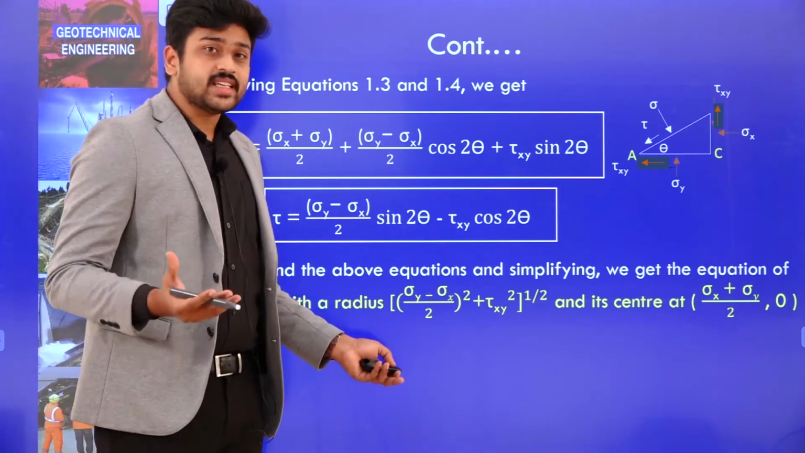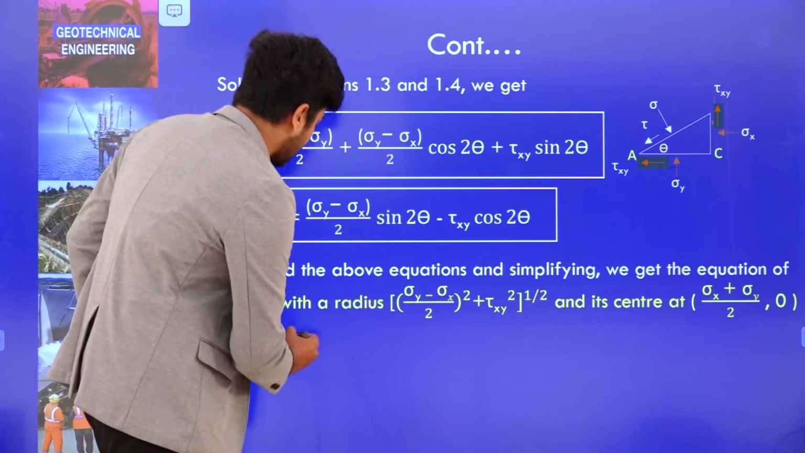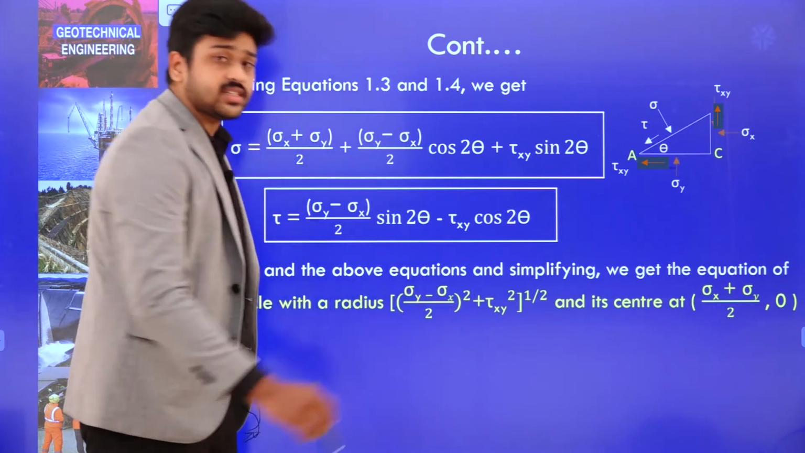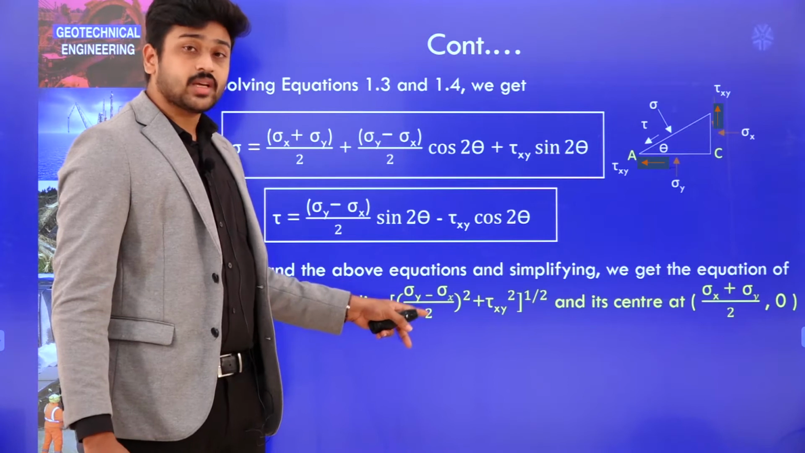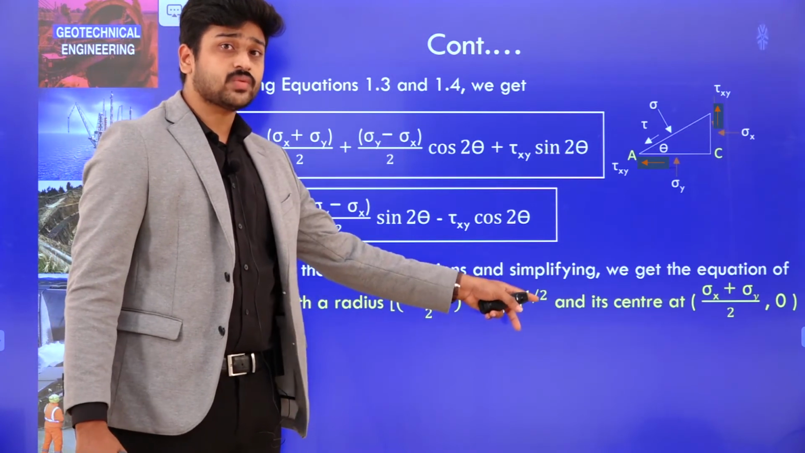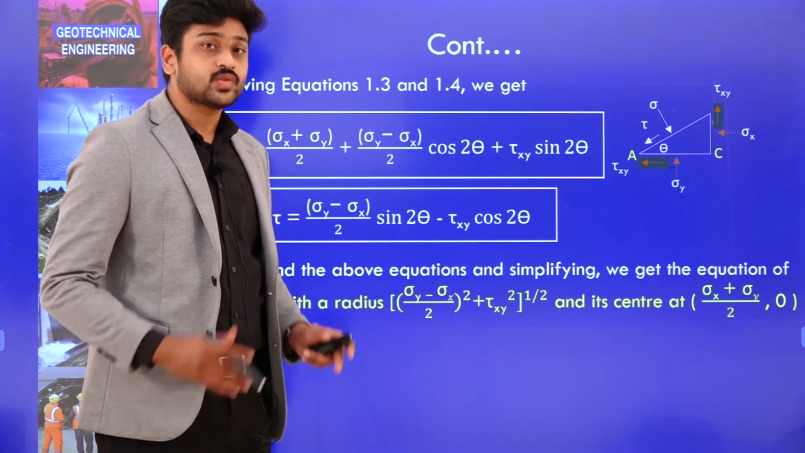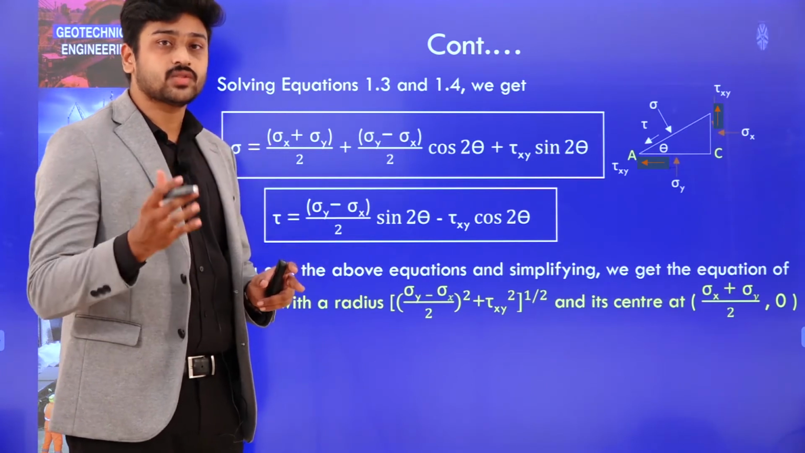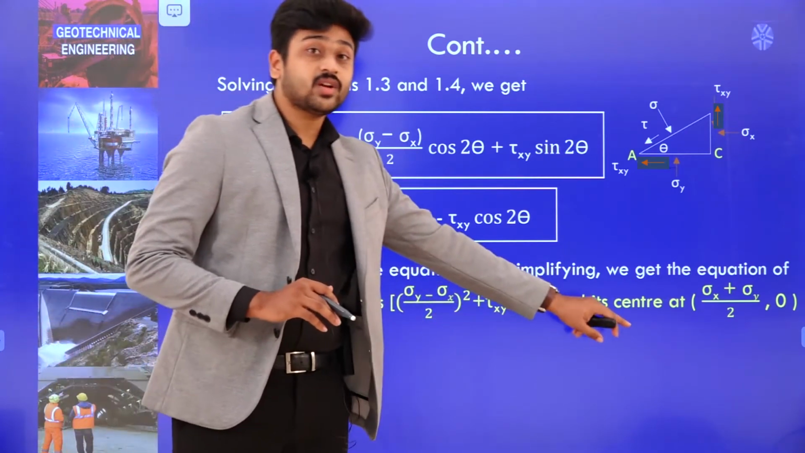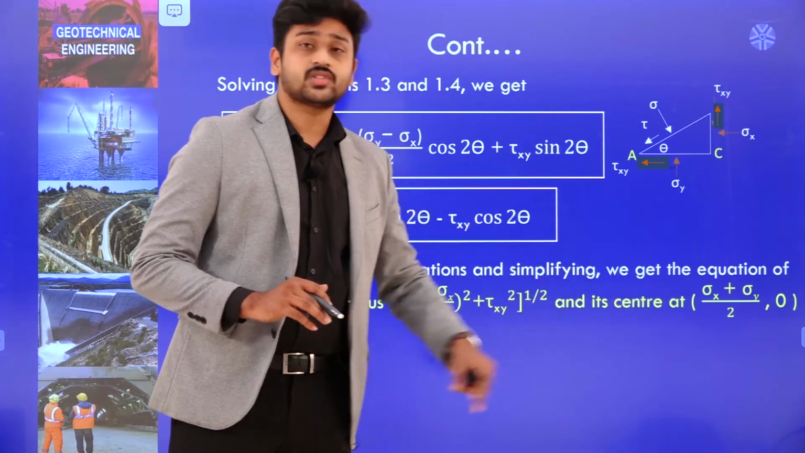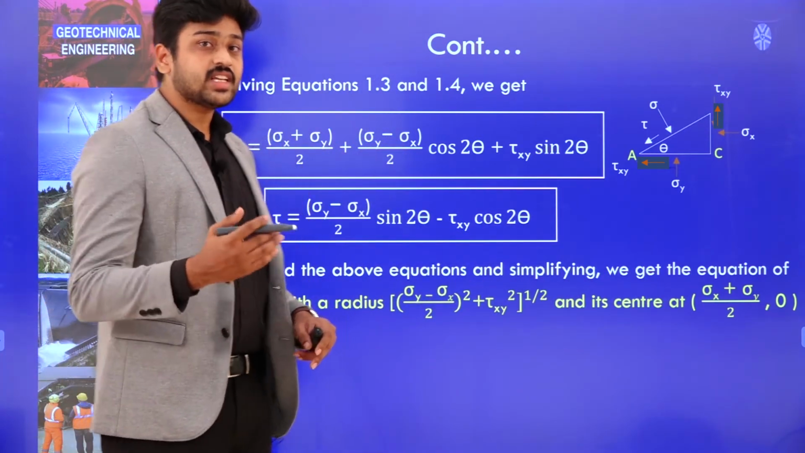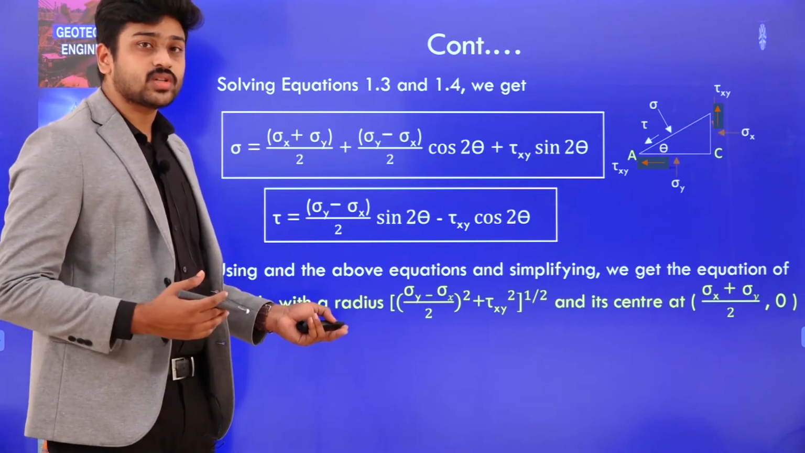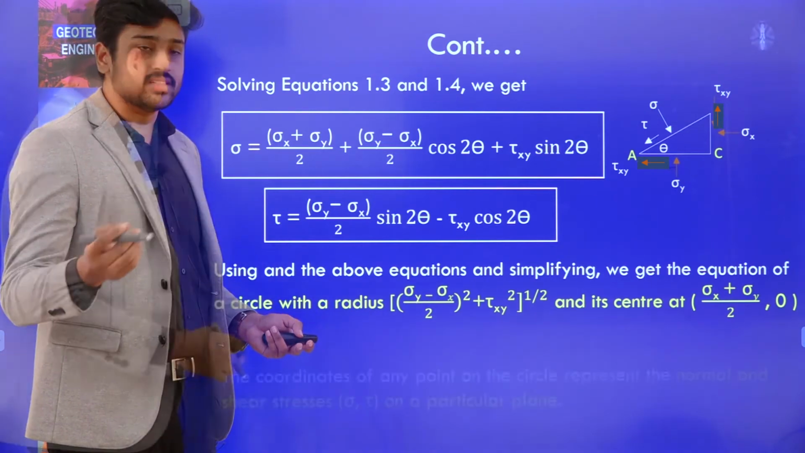Using these equations, if I draw a circle, then it will have a particular radius. The radius will be sigma y minus sigma x by 2 whole square plus tau xy whole square, whole power 1 by 2. So this will be the radius of the circle that is obtained. Similarly, the center of this circle will be at a distance of sigma x plus sigma y by 2 comma 0. In such a way we need to evaluate Mohr's circle, its center and radius.